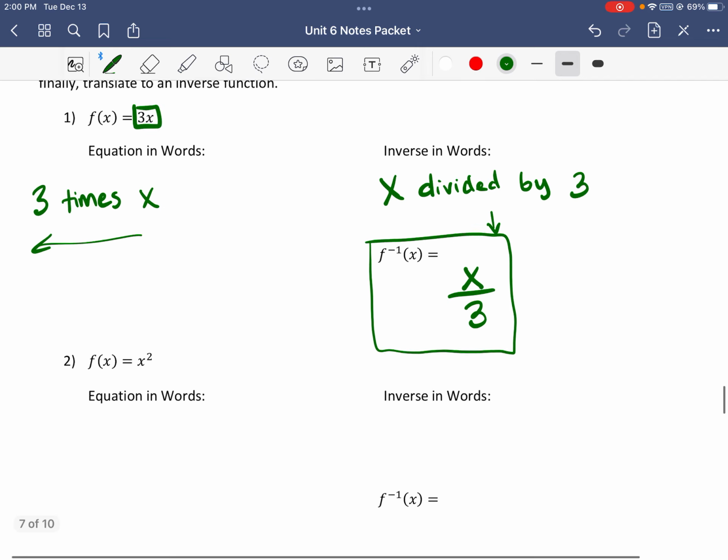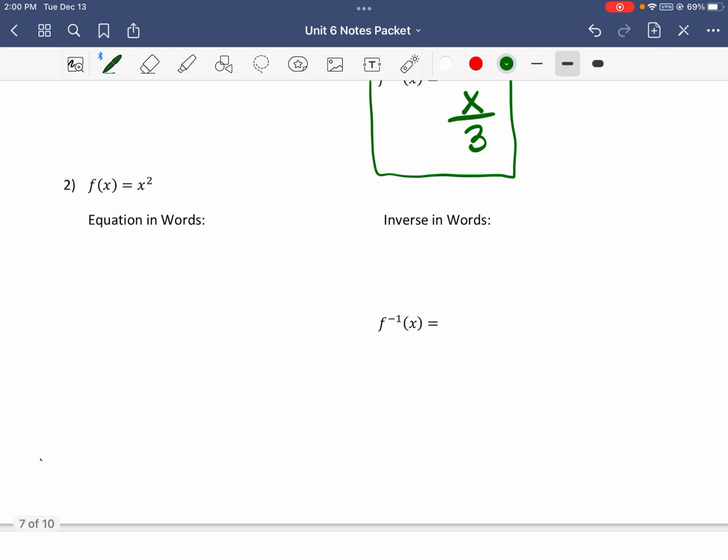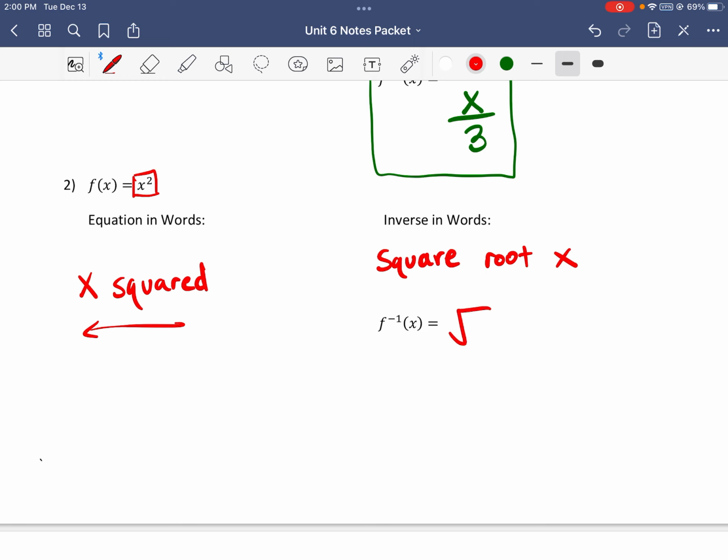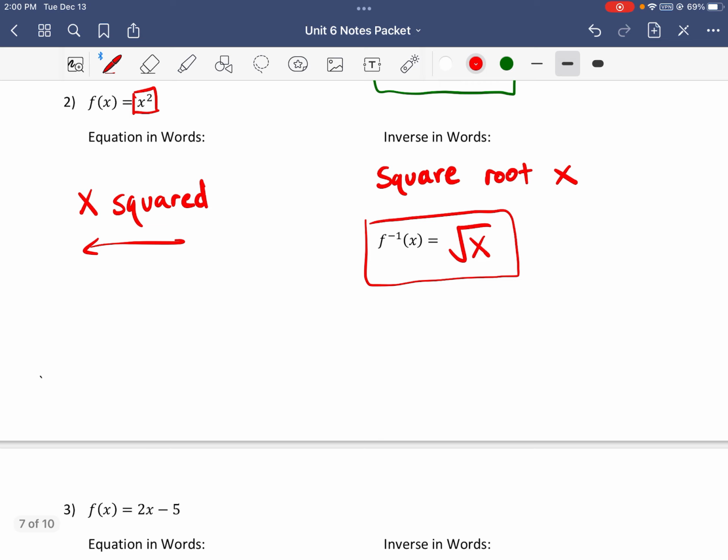All right, let's do another. How would you say this in words? I would say x squared. Okay, we got to go backwards and write this as an opposite operation. What is the opposite operation of squaring something? Okay, that'll be square root. So this inverse would be square root of x. Okay, you with me? Okay, flip the page.